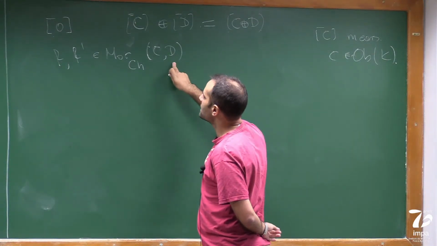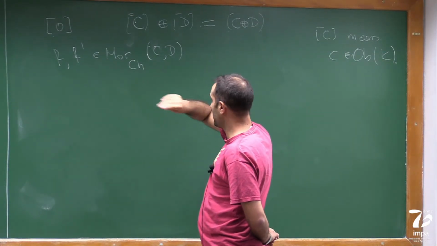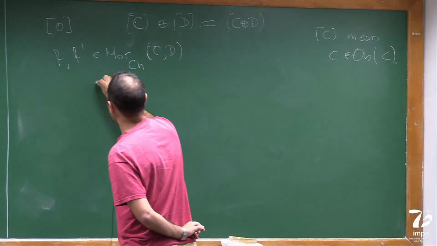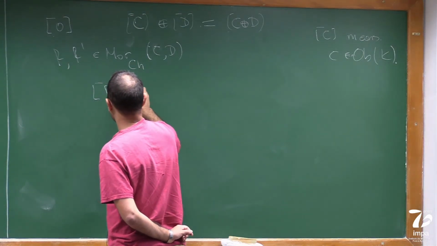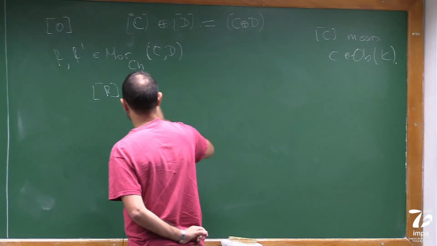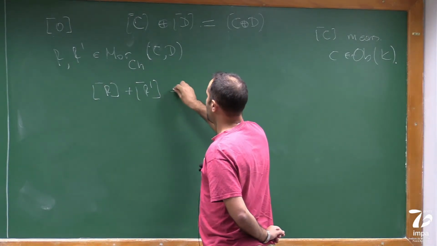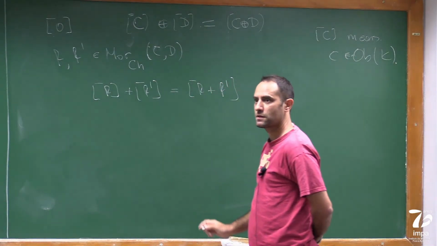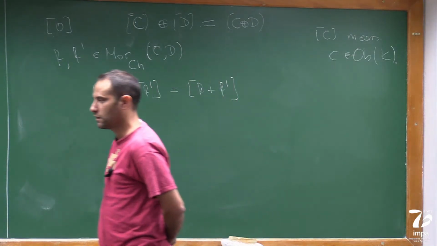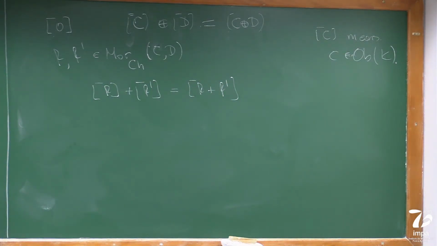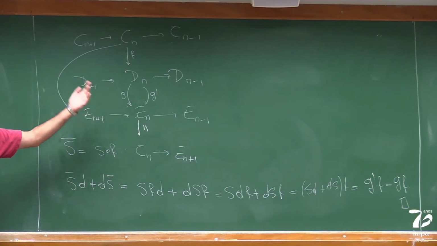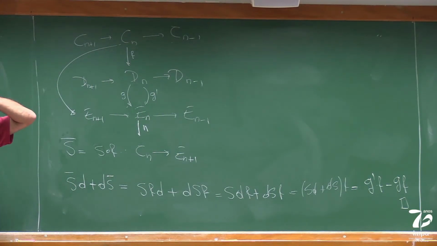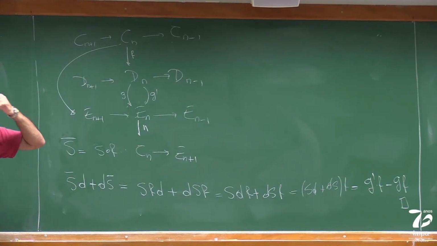So if I have morphisms C and D between in the category of chains, then I declare the class of F plus the class of F prime to be the class of the sum in chain complexes. And I need to check that this doesn't depend on the choices made. I'll leave you to do that because if I choose a homotopy between F prime and say F double prime, then the same homotopy is going to work for the sum.